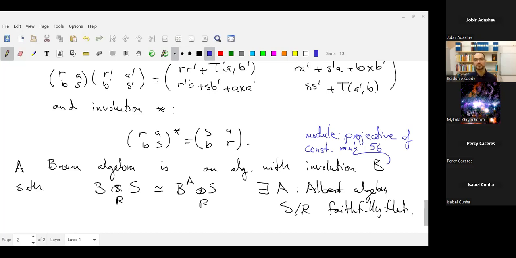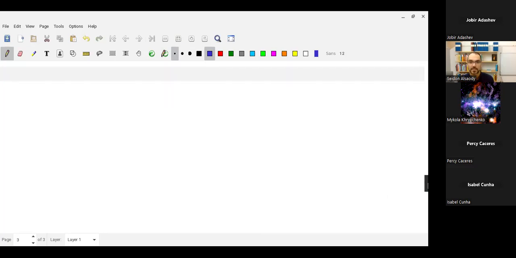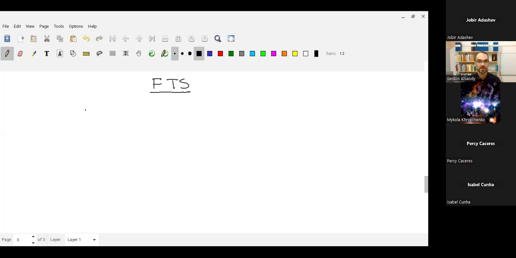Now the next step is to define Freudenthal triple systems. So what are Freudenthal triple systems? That's a general notion. And what I will work with today will, for some of you, probably be a special case of Freudenthal triple systems. So we'll see.